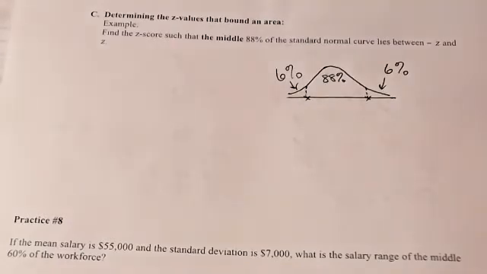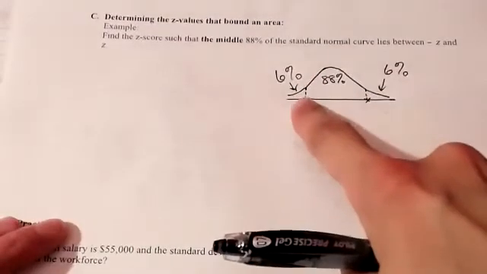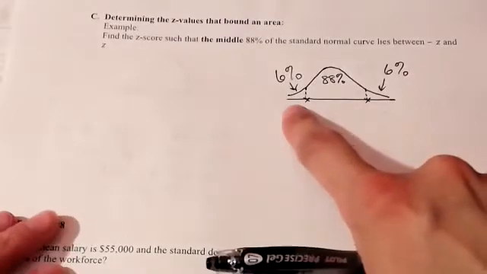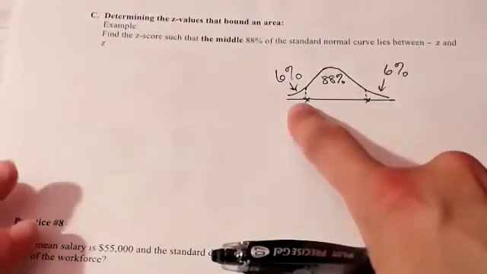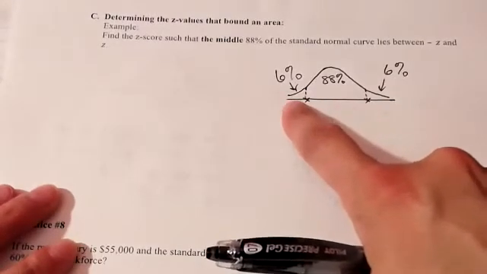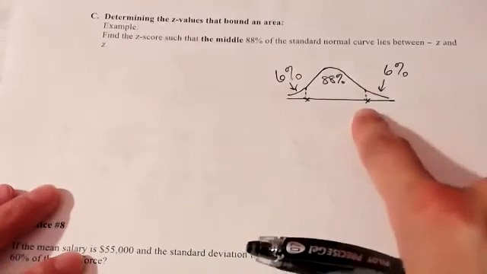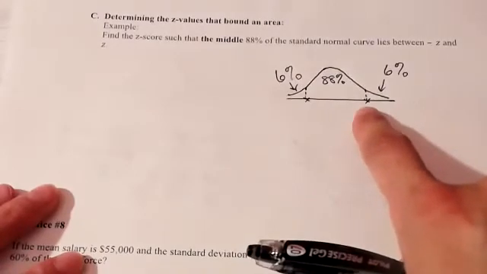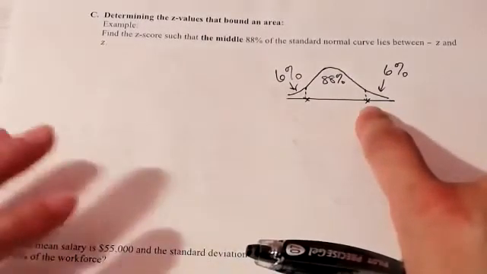But remember, you have two tails. So you split that in half evenly, especially since this is symmetric. So each tail has 6% of the population. What you'll want to do is start by finding the area to the left of our first z-score, because that's the only thing you need. Once you find the z-score associated with an area of 0.06, then its exact opposite will be the z-score where the area above is also 0.06.